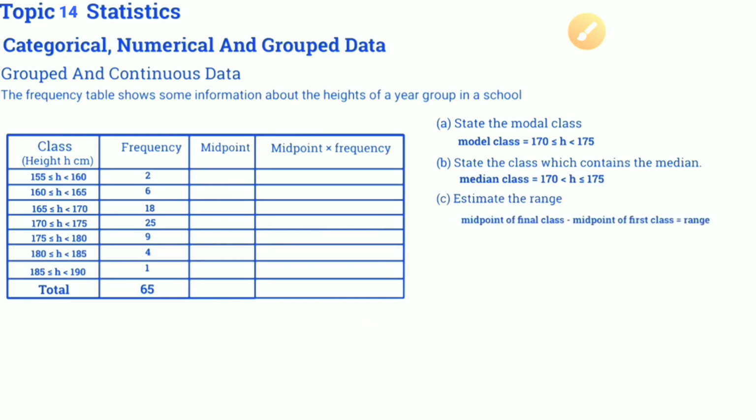Estimate the range. The range is the midpoint of the final class minus the midpoint of the first class. The final class is 160 plus 1.